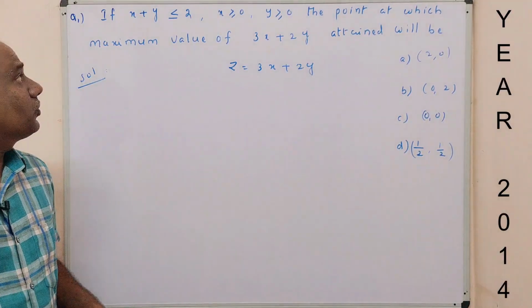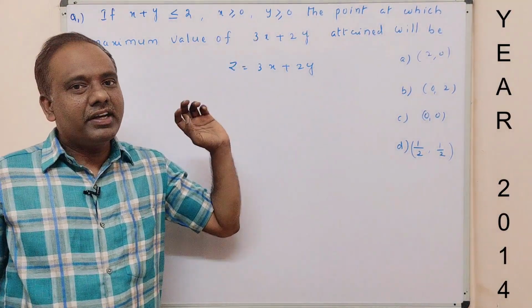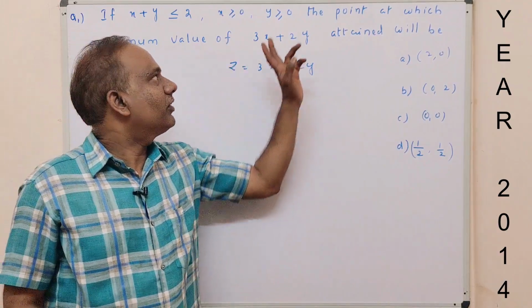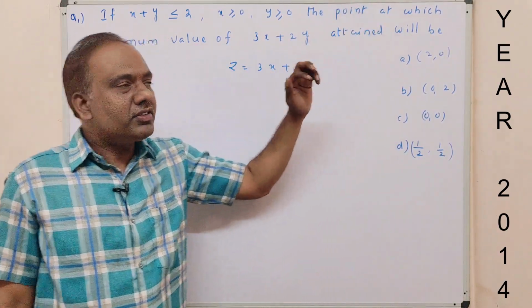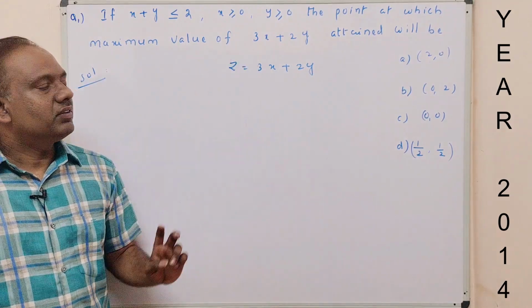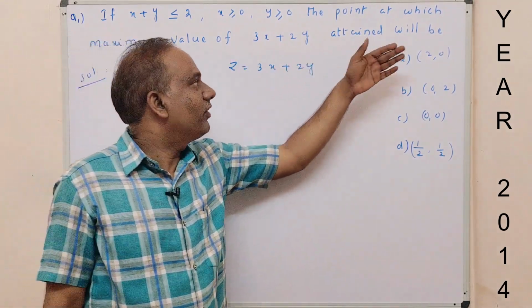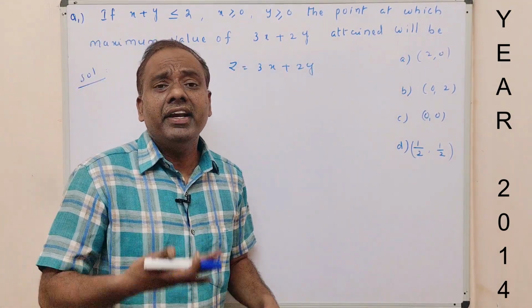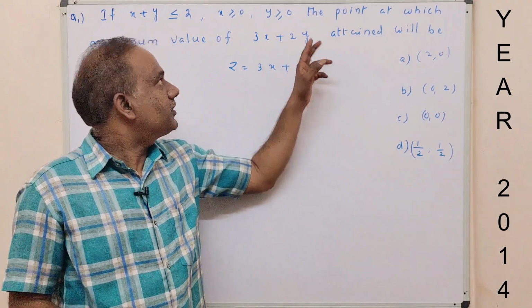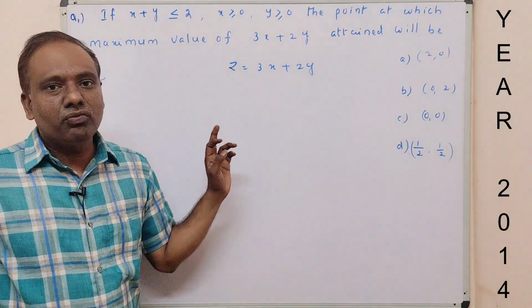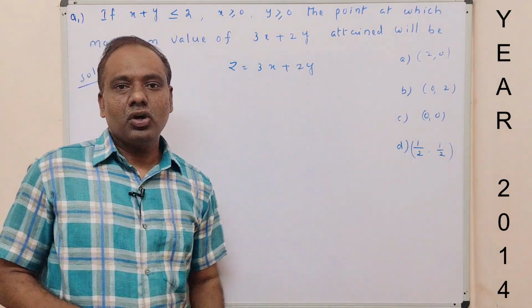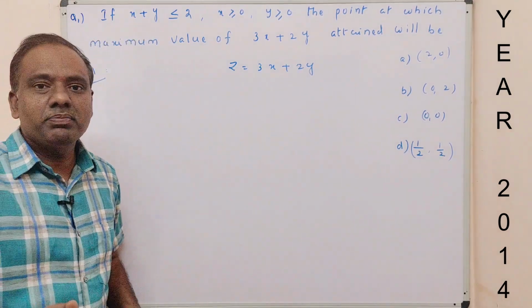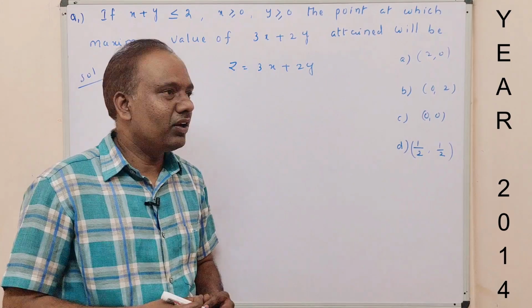So here the question: x plus y less than or equal to 0, x greater than or equal to 0, y greater than or equal to 0. The point at which the maximum value of 3x plus 2y is attained will be. That means where it is maximum. This is actually the objective function. So you take z is equal to 3x plus 2y. It is the objective function. Where it is maximum, that we need to calculate.